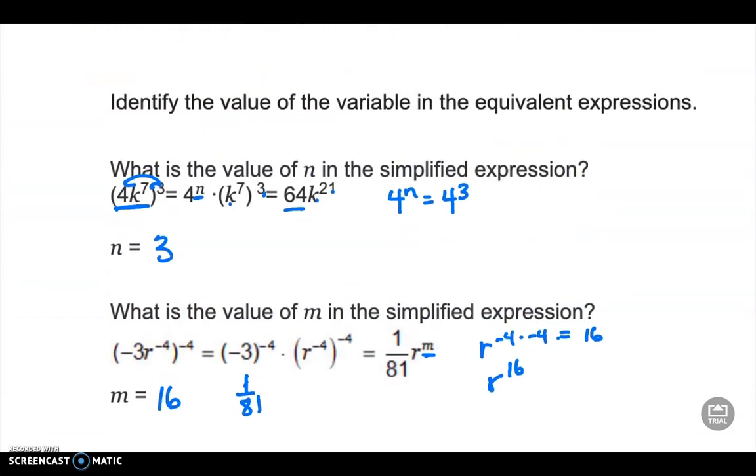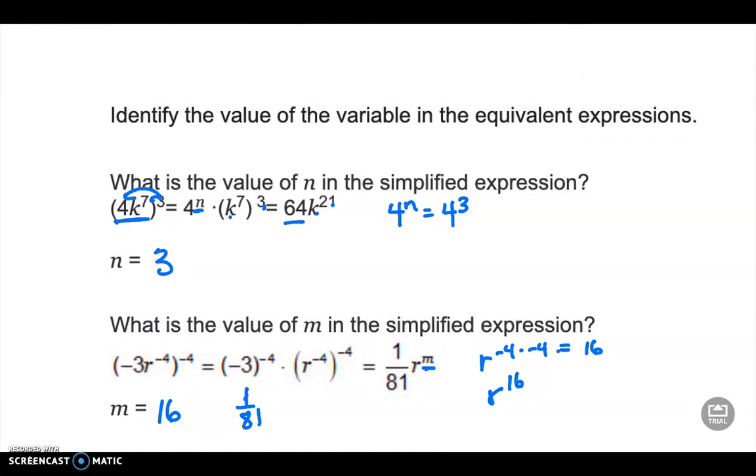That's all the examples we have there. Just keep in mind that with the power to a power rule, you're going to multiply the exponents and keep track of those positive and negative signs.